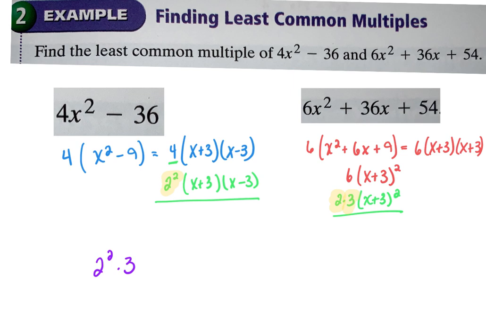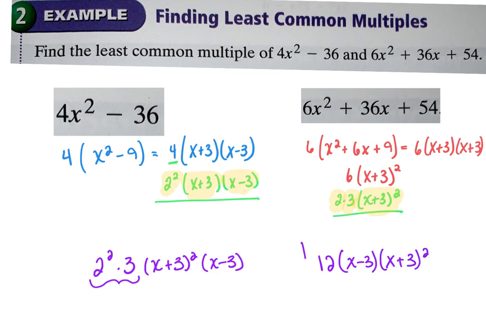I have to use x plus 3. There's an x plus 3 squared here. What am I going to use? x plus 3 squared. And I have to use x minus 3. There's only one of those. So this would be my least common multiple. If I were to multiply it out, I'm not going to make you FOIL these, but you would want to rewrite this. 2 times 2 times 3 is what? 12, right? And you typically write without the exponent first, so x minus 3, x plus 3 squared. This would be my least common multiple between those two. You have to factor everything. You have to use one of each factor.